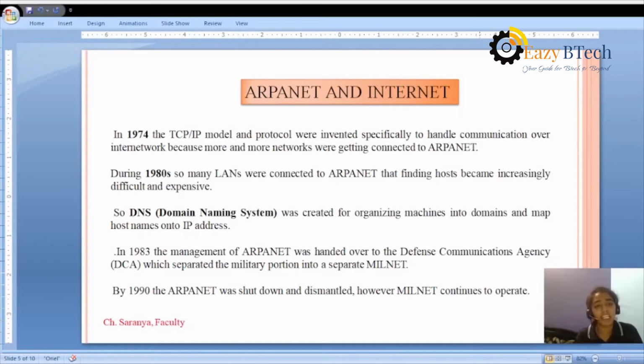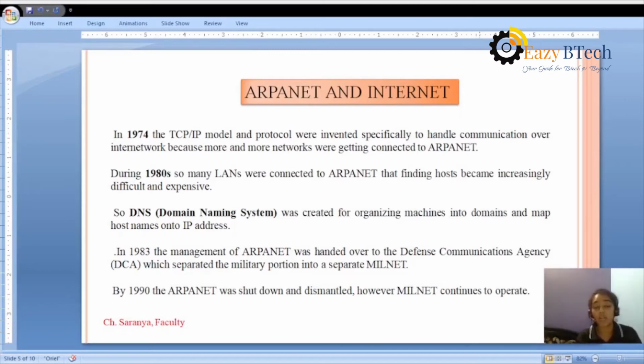In the 1980s, so many LANs were connected, which means the number of people was increasing gradually. So it was very difficult, and also expensive, to find hosts. DNS was created for organizing machines into domains and mapping host names to IP addresses. At this time, ARPANET introduced the DNS concept, the Domain Name System.